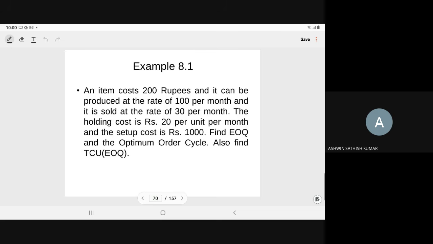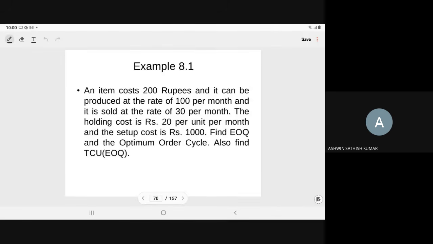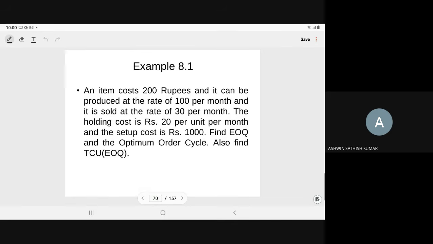So presently we have covered the four basic models of inventory management. Two are of back order allowed and two are of back order not allowed. So in continuation of that, we have the following question.